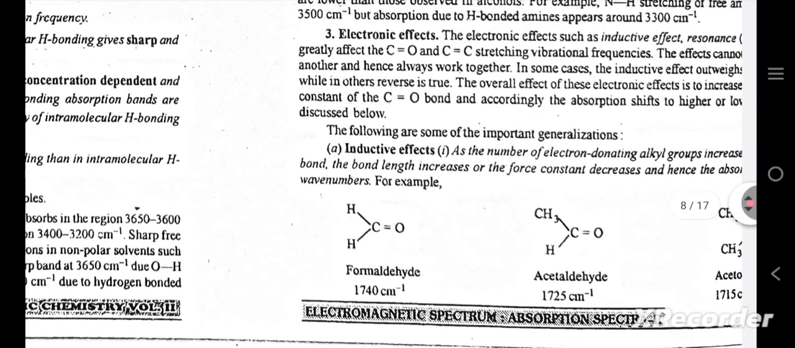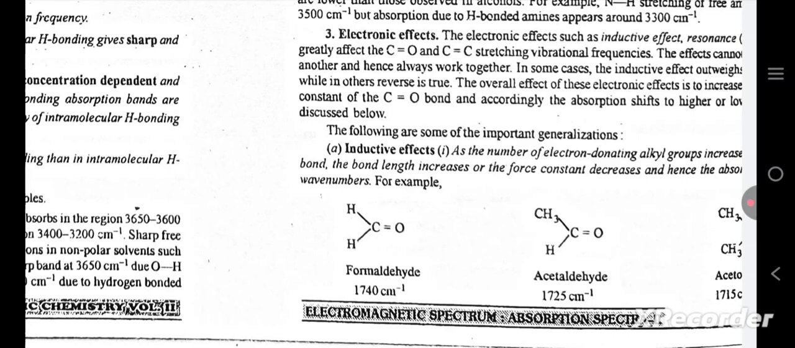Electronic effects. Electronic effects such as the inductive effect and resonance greatly affect the C=O and C=C stretching vibrational frequencies. These effects cannot oppose one another and hence always work together. In some cases the inductive effect outweighs the resonance effect, while in others the reverse is true. The overall effect of these electronic effects is to increase or decrease the force constant of the C=O bond, and accordingly the absorption shifts to higher or lower wave numbers, as discussed below.